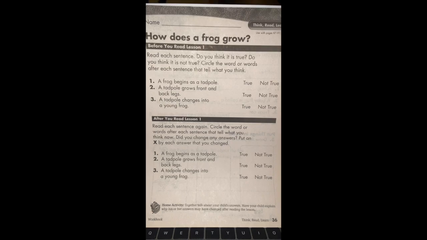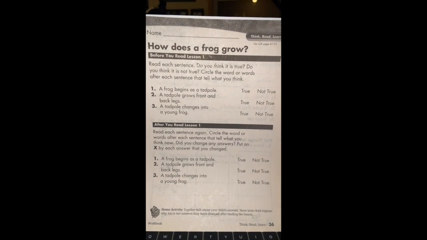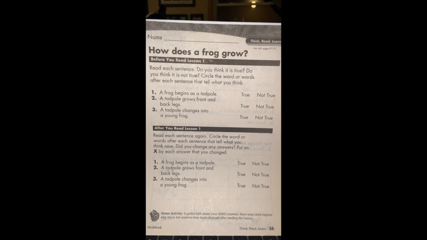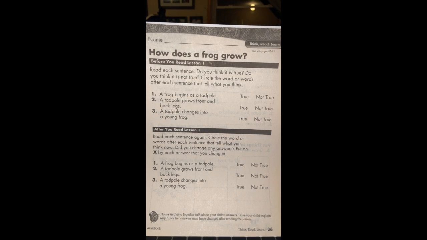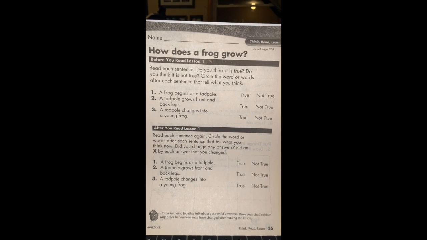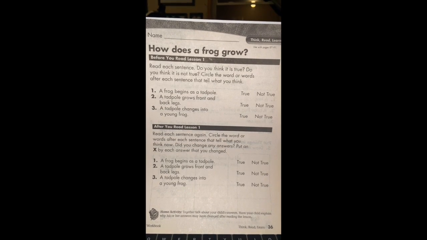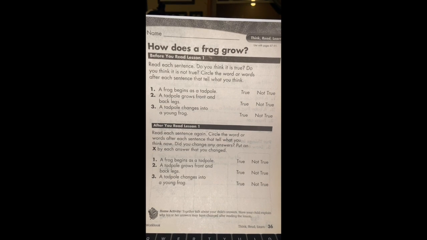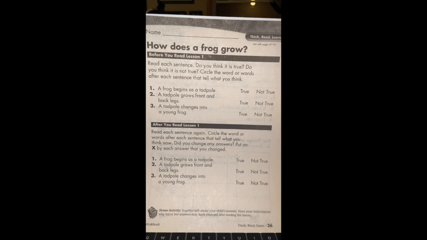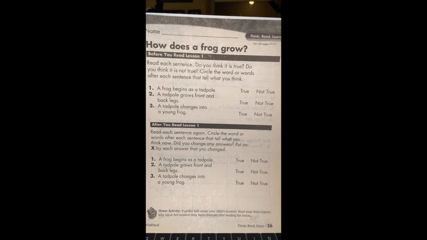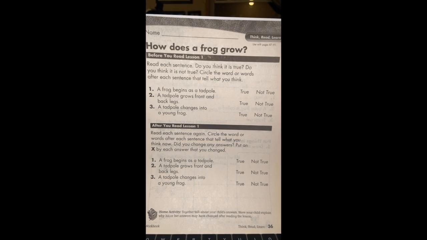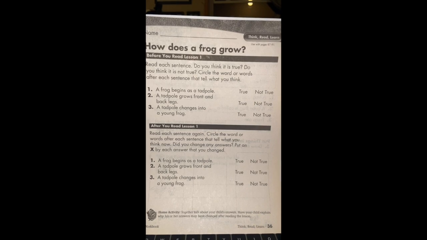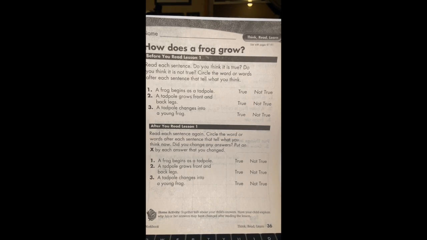So before we start lesson 1, I want you to answer these questions. Read each sentence and you decide if you think it is true or if you think it is not true. And I want you to circle the word or words after each sentence to tell us what you think. Number 1, a frog begins as a tadpole. Is that true or not true?